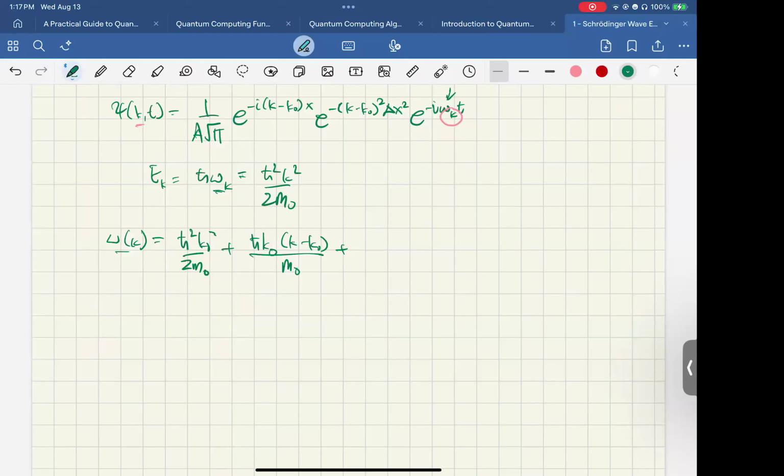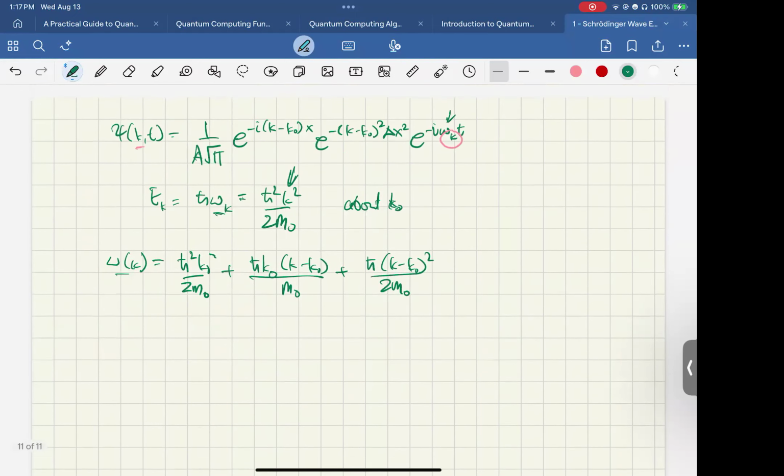And if you do a Taylor series expansion, the first term is f of x naught. Okay, so a Taylor series expansion about x naught. The second term is the first derivative, and the third term is the second derivative. And you no longer have a third derivative because your k is only up to squared, so if you take the third derivative, it's zero. So it's h bar (k minus k naught) squared over 2m, and that is what you will insert here.